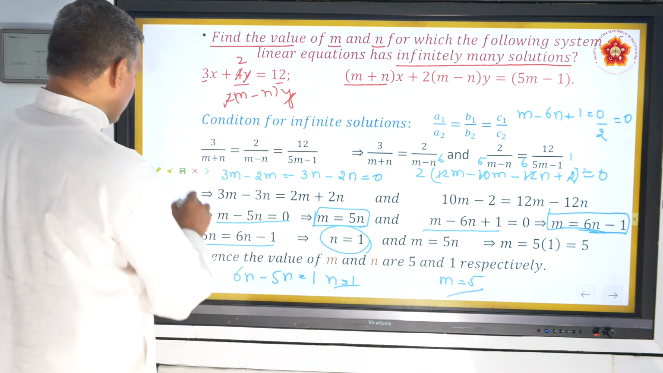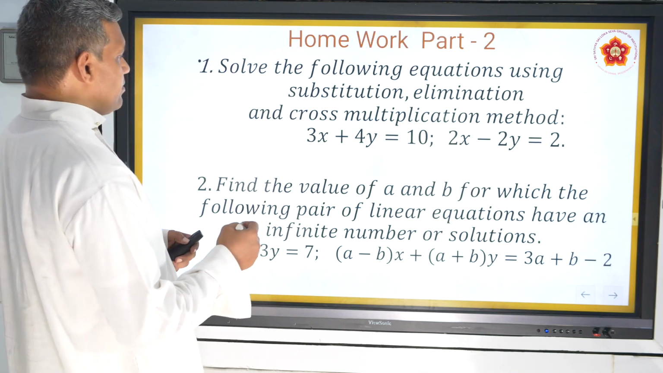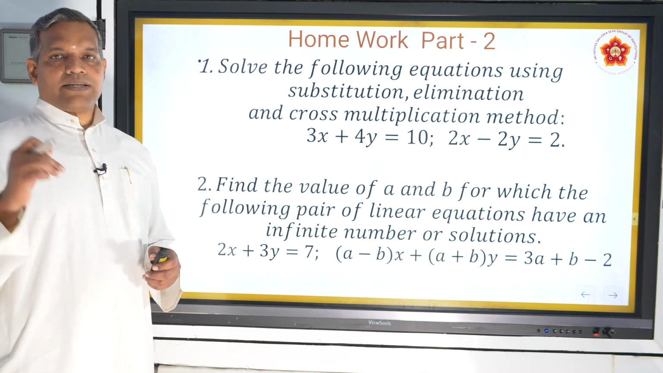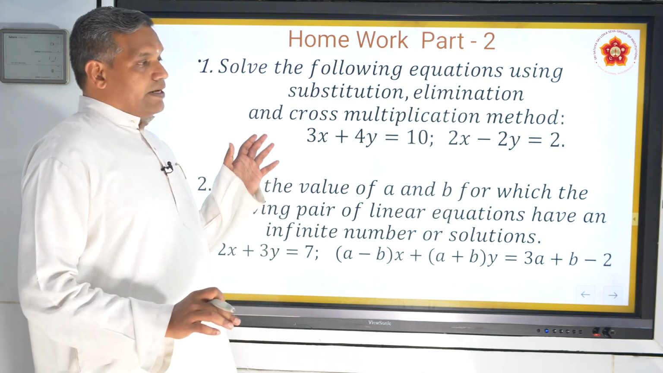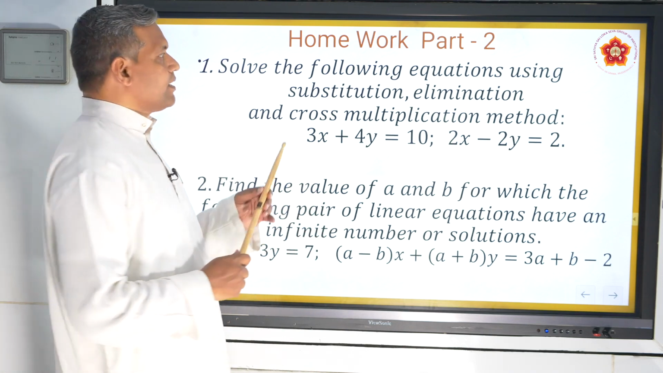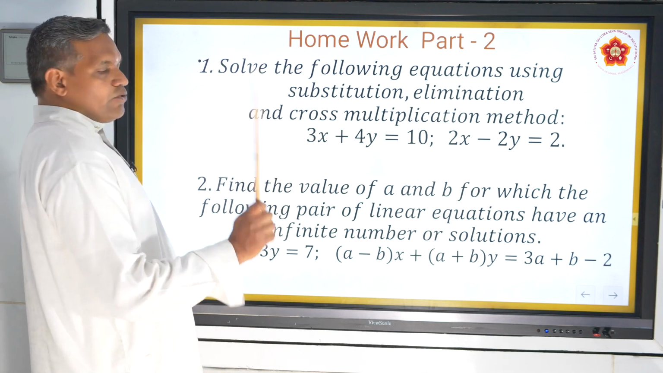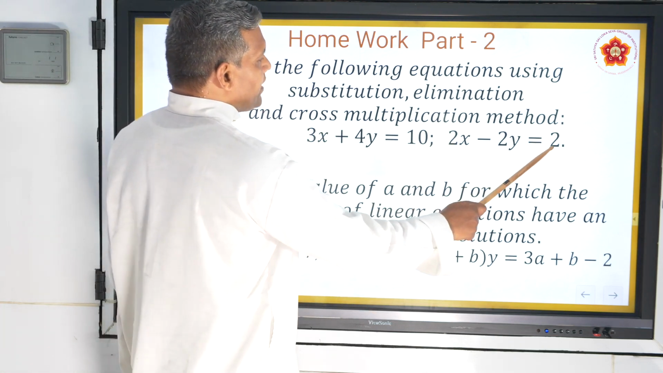With one more sum, we will conclude this with the homework. Last time I gave certain sums for homework, and I solved them at the beginning of this video. This time I am going to give another homework, which is very simple. Only two equations are given: 3x plus 4y is equal to 10, 2x minus 2y is equal to 2.